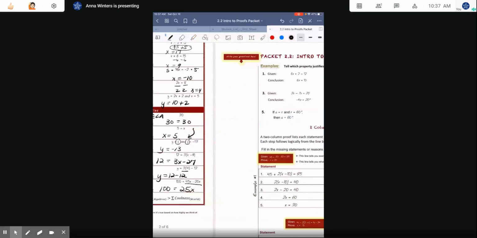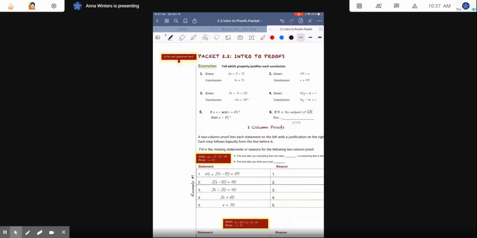All right, so on this page, it says that we're going to identify what properties they use when they're giving us an equation or a situation and they tell us the next line. So in number 1, it says 6x plus 2 equals 12. And we went to the next step of 6x equals 10. How did they get there? You should see that they subtracted 2 from both sides. So my answer for number 1 would be subtraction property of equality.